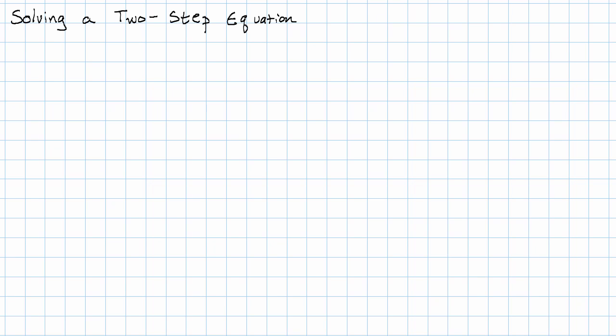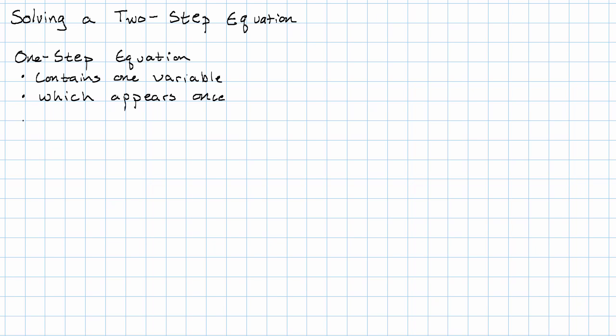Now that we have a good grasp on what it means to solve an equation, and we're comfortable solving simple equations, we can start to think about solving more complicated equations. Recall that a one-step equation contains only one variable, which appears once, and only a single operation. For example, x plus 4 equals 7, or 2x equals 8 would be two examples of one-step equations.